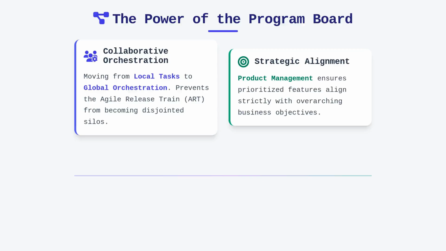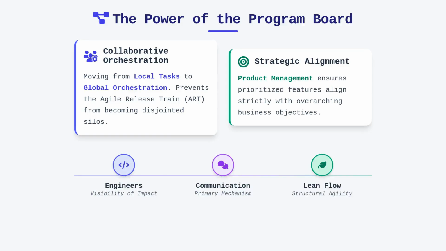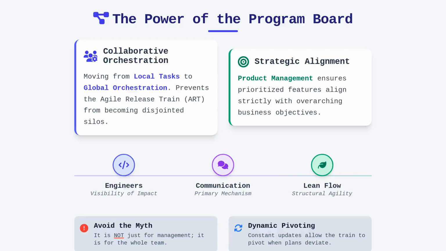One common mistake in interpretation is assuming that the program board is only for management. In reality, it is the primary communication mechanism for the engineers to see their impact on the broader system. By keeping the board updated, you ensure that everyone understands the current state of the train and can pivot when things do not go exactly according to the initial plan. Mastering the board helps you understand how lean organizations maintain flow even when dealing with structural complexities that would stifle traditional projects.